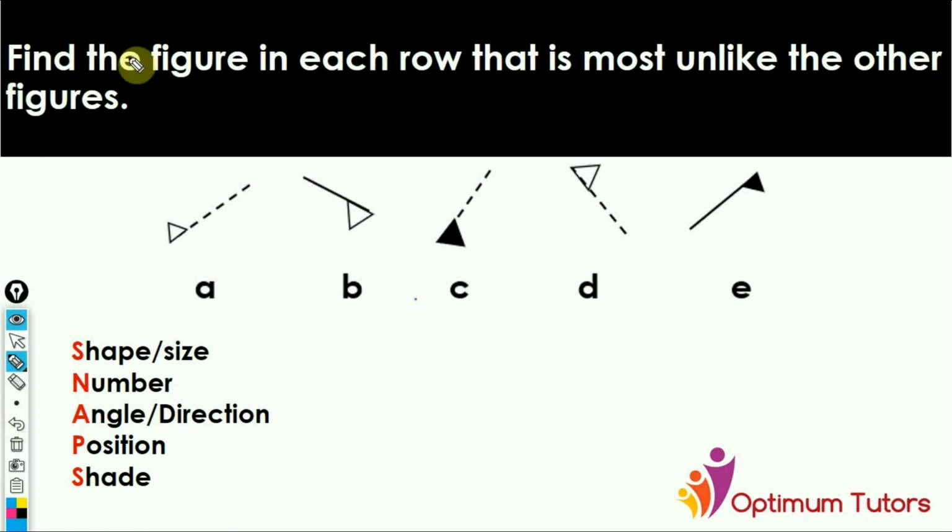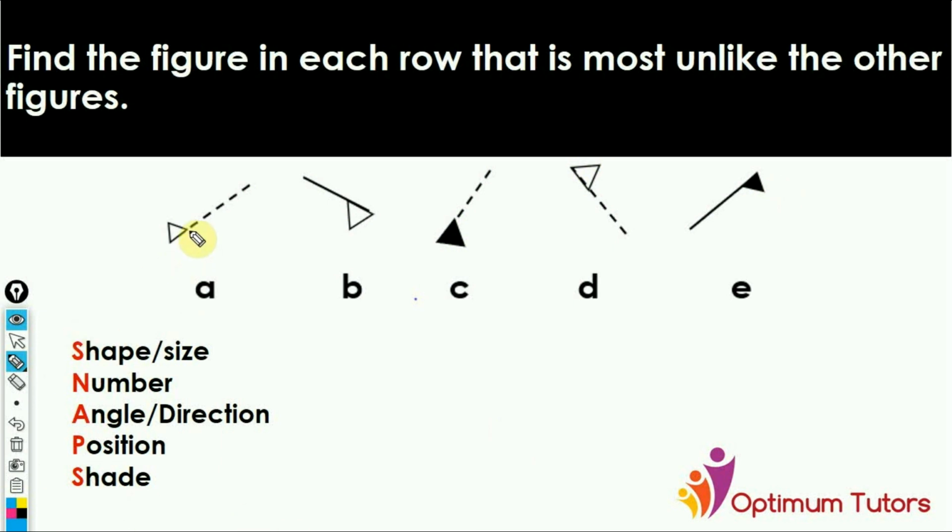It says, find the figure in each row that is most unlike the other figures. So here we've got 5 different figures, and we're going to use SNAPS to look at what is the same and what is different. We can see they've all got lines. That's all the same. They all have triangles at the end. That's all the same. But there are also differences.